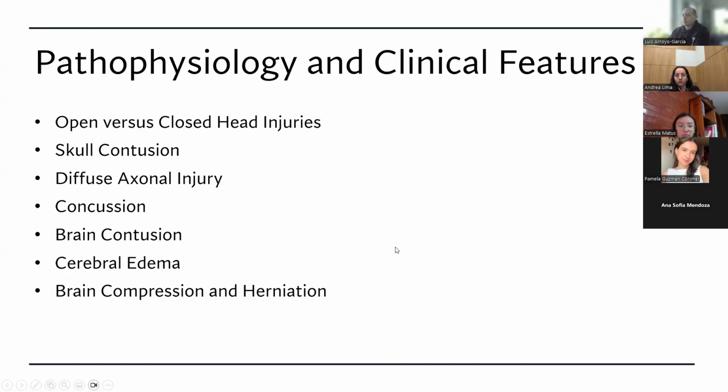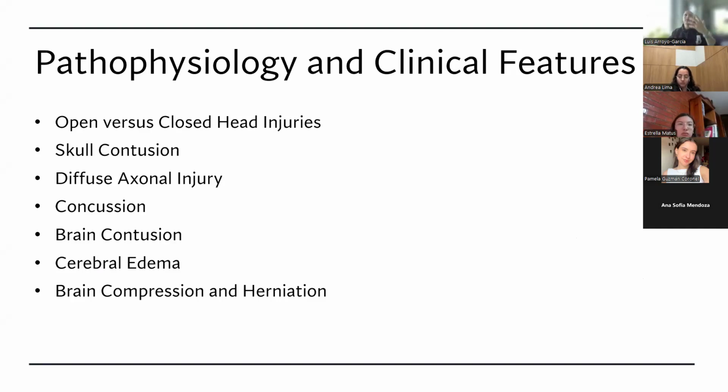It's going to be a bit complicated. So what happens here is that depending, for example, in an open head injury, what you will have is that the dura mater is breaking, right? And then if that is breaking, we have two main things. We can have a herniation of the brain, which means that the brain tissue starts escaping.